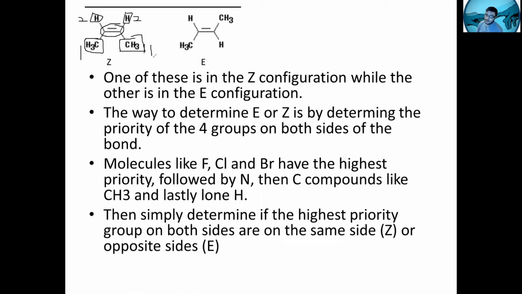Okay. And then determine if the highest priority groups on both sides are on the same side, Z, or on opposite sides, E. For example, if you look on here, you have the double bond. This is priority 1, priority 2, and this is priority 1, priority 2. So the 1s are on the same side and the 2s are on the same side. In this other one, they're on opposite sides. One's above, one's below.